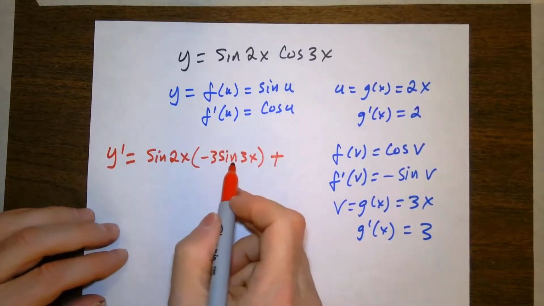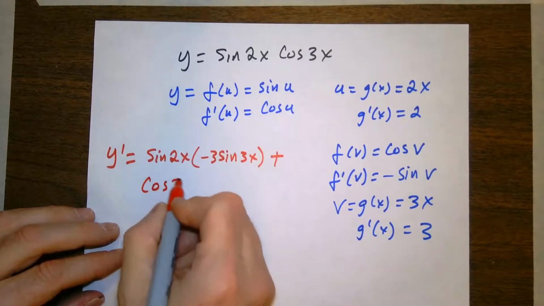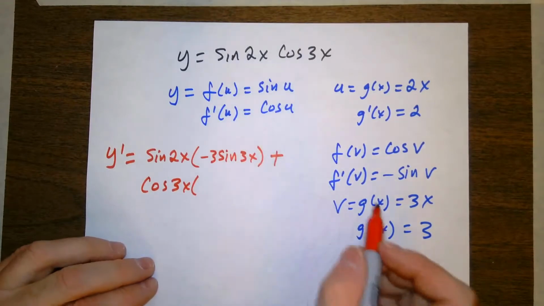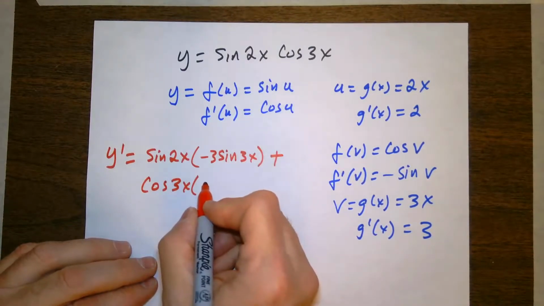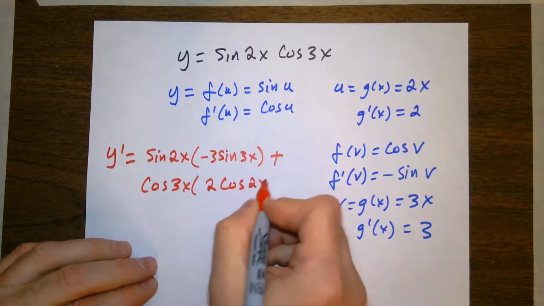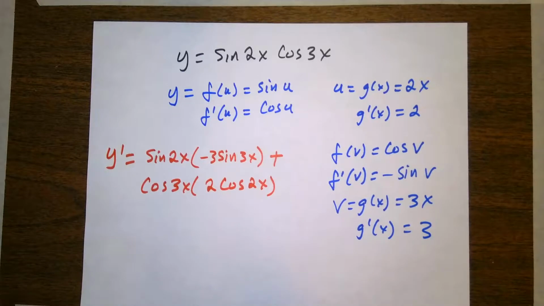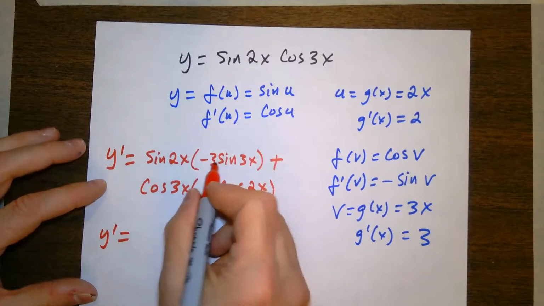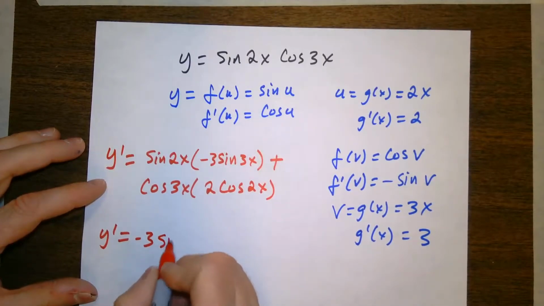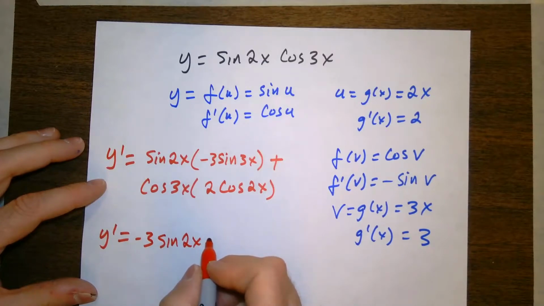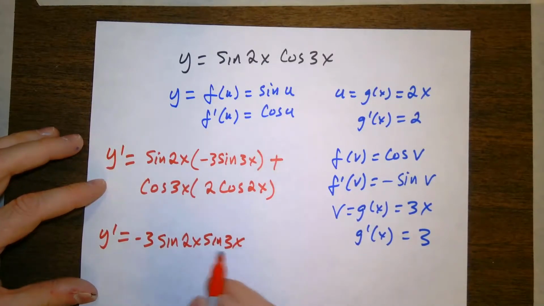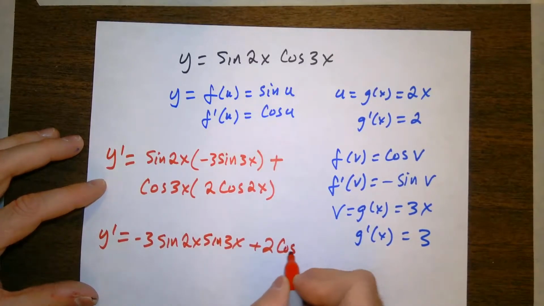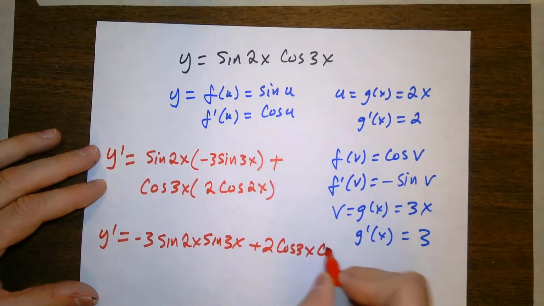plus, so the first times the derivative of the second, plus the second, cosine 3x, times the derivative of the first. The derivative of the first is going to be, I'm going to put the 2 out front, cosine 2x. So let's see, can we simplify this? Can we do much with this? Y prime is going to equal negative 3 times sine 2x times the sine of 3x. If we were clever, we could probably combine those. Plus, bring that 2 out, 2 cosine 3x, cosine 2x.